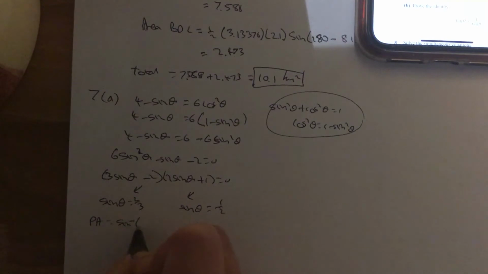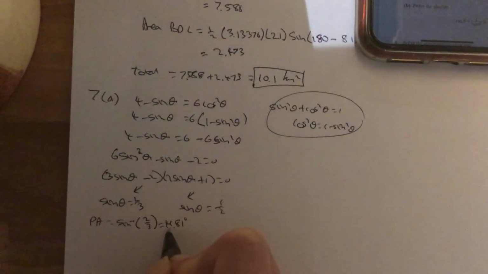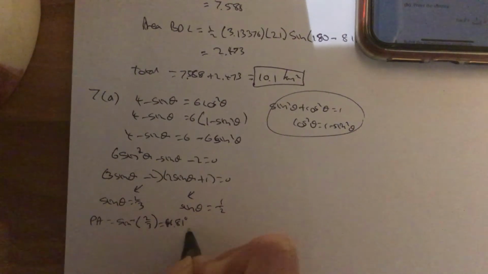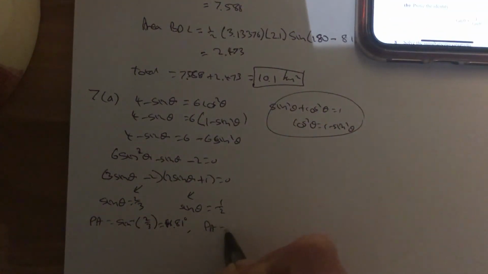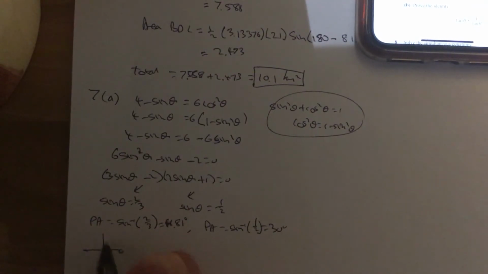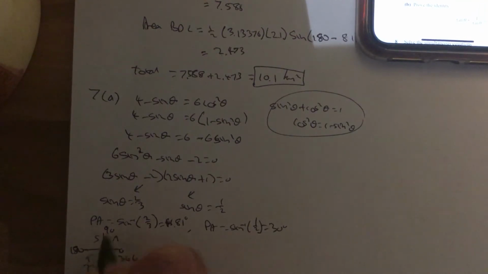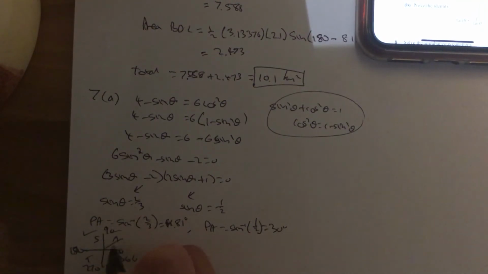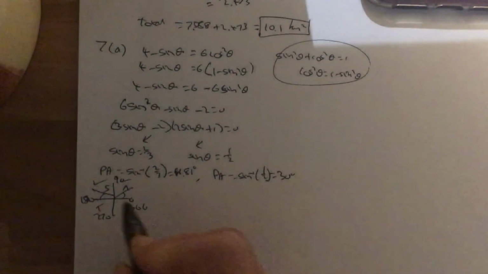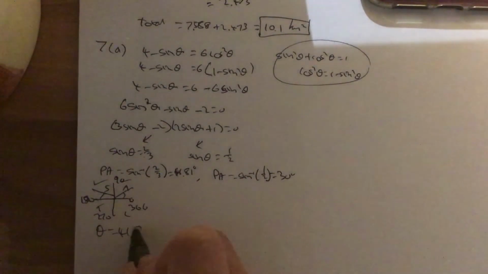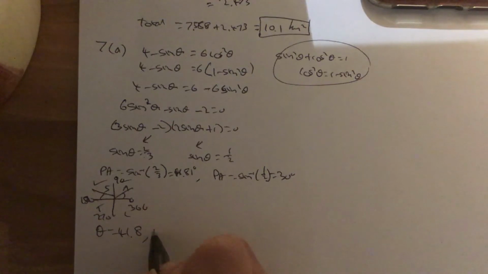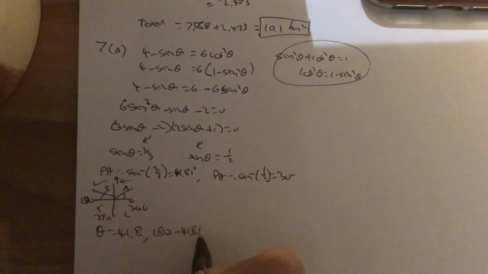Principal angle here, inverse sine 2/3 is 41.81. And principal angle here is inverse sine a half to give you 30. CAST diagram is running from 0 to 360. On this side, sine is positive, so it's these two. The principal angle from the horizontal. So your answer is 41.8 for the first angle, and the next one is 180 minus 41.8.